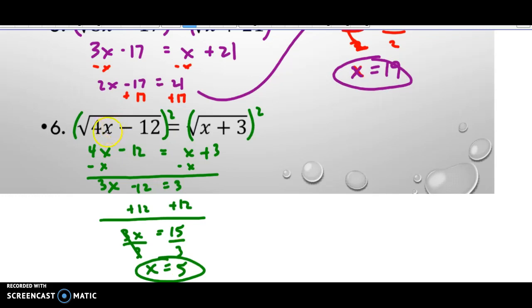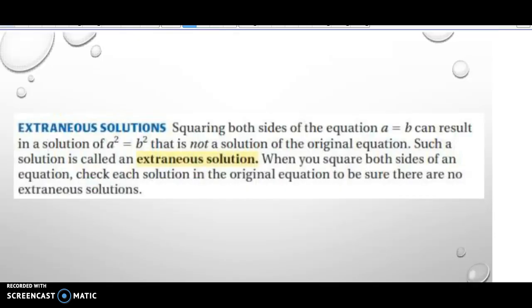If I substitute 5 back in here, 4 times 5 is 20. I'm sorry, 20 minus 12 is 8, so we have radical 8. If I put 5 in here, 5 plus 3 is 8, so radical 8 equals radical 8. That checks out.